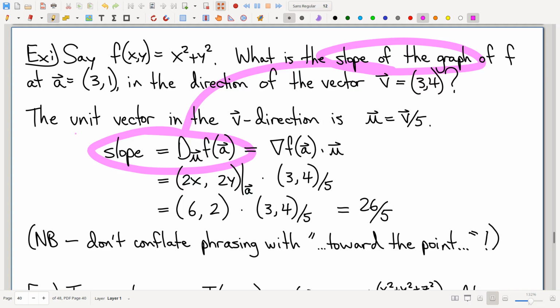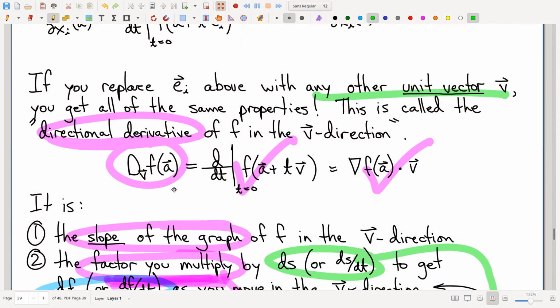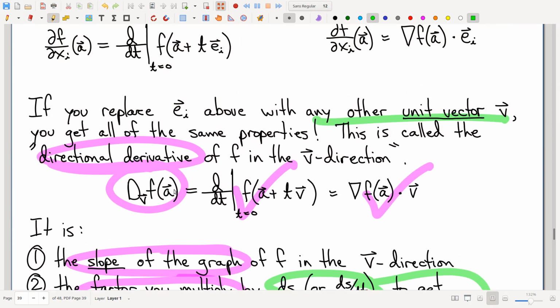Easy to compute the gradient. Take various partials, plug in the point in question. That's just easy computation. One little subtlety that students do sometimes get wrong. Notice in our definition up here, coming back up to it, in our definition here, and I'm going to pick a different color.